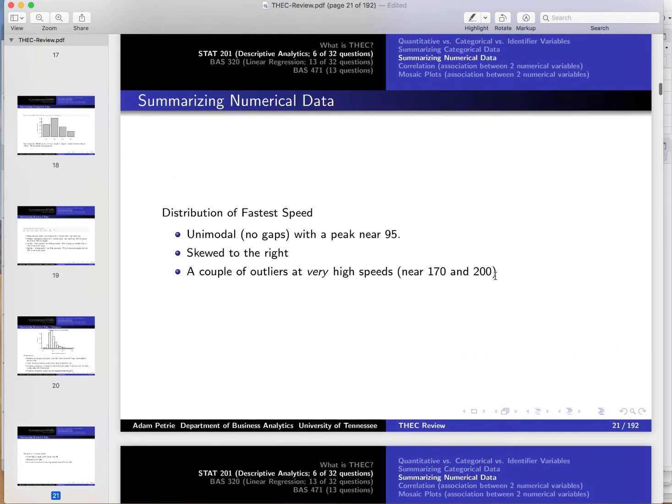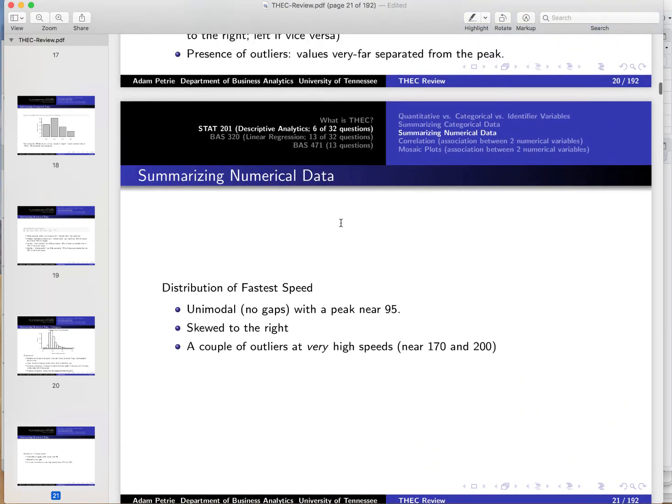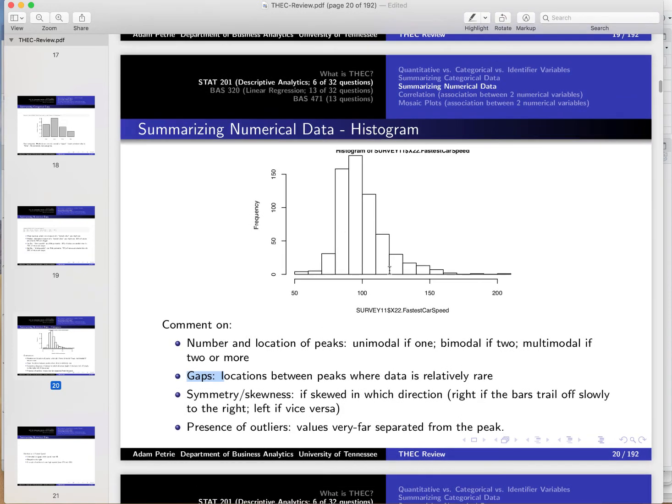So, summarizing our distribution of fastest speed, what would we say? Well, it's unimodal, there's no gaps or anything, and it is skewed towards the right. So skewed towards the right means that it is that slow, gradual decrease towards larger values. And we do have some outliers up at very large numbers here, a little over 200, a little bit less than 200. Definitely some unusual values.